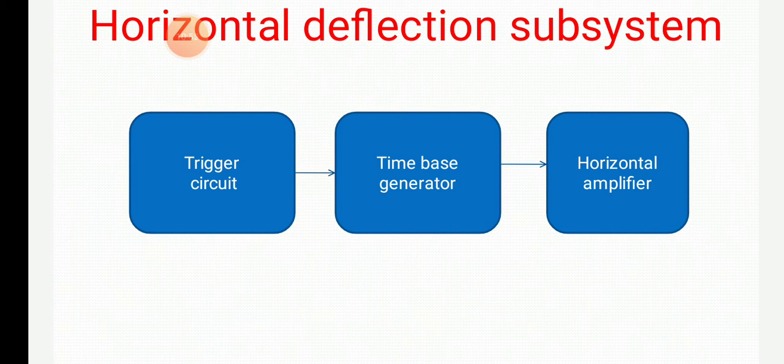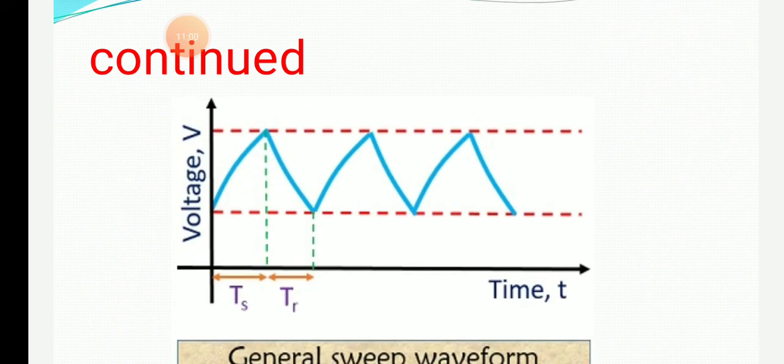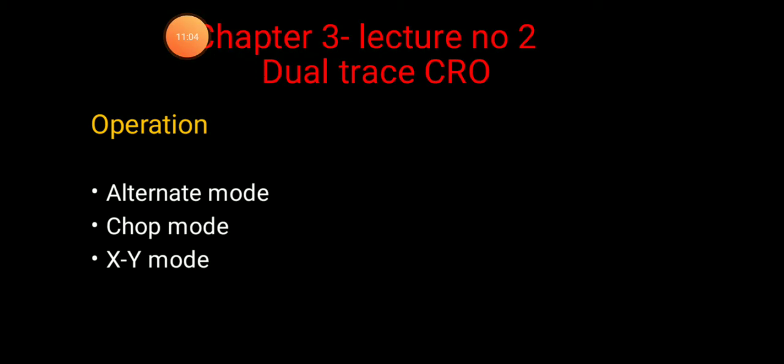So next, we'll move on to lecture number 2, dual trace CRO. Just now we completed the horizontal and vertical deflection subsystem. So again, this dual trace CRO, what is the meaning of dual trace CRO? We are going to start this operation.